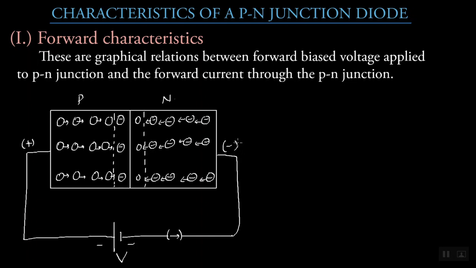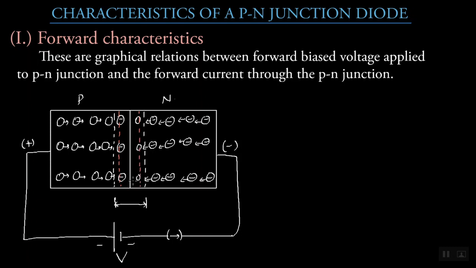Got it? So if this happens, what do you think will happen to the width of the depletion layer? The width of the depletion layer was this much initially. Because these charge carriers are pushing onto the depletion layer, you can see here, the width of the depletion layer will now decrease. It will become smaller.